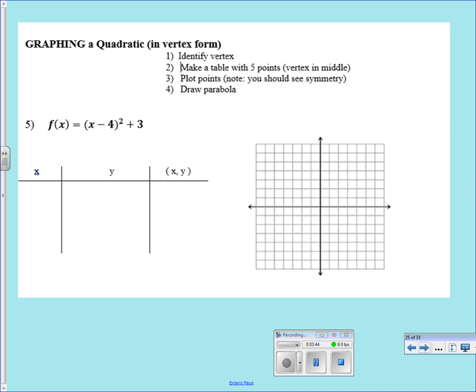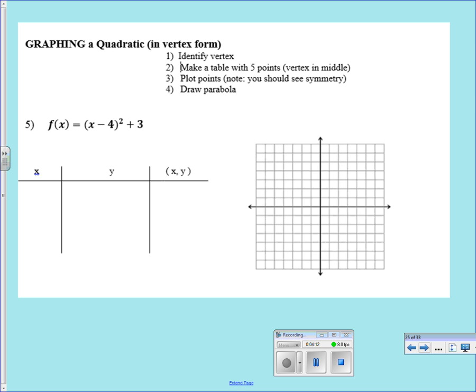So what we're going to do now is graph a quadratic in vertex form. And again, a lot of this chapter is graphing, graphing, graphing, graphing. So very important stuff. We have 2 examples to do. So for number 5, we're always going to identify the vertex just like what we practiced. We're going to make a table with 5 points, make sure that the vertex is there, and then plot those points, and you should see some symmetry there, and then draw our parabola.